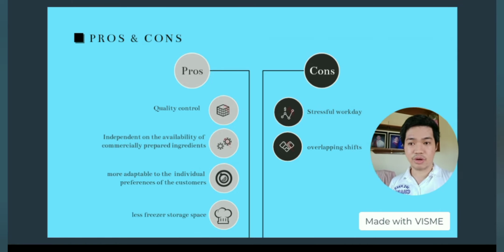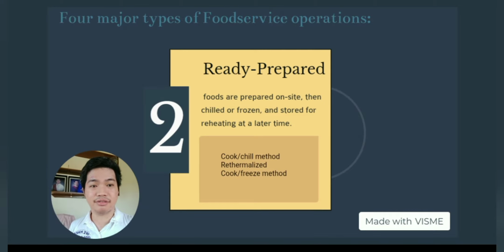Plus, stressful workday because ang daming preparations na ginagawa. So, mamimili, maggagayat, magtitimpla, and so on and so forth. Okay? So, gets? Awesome!